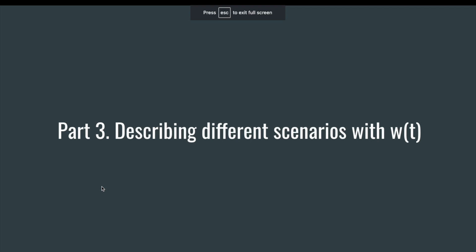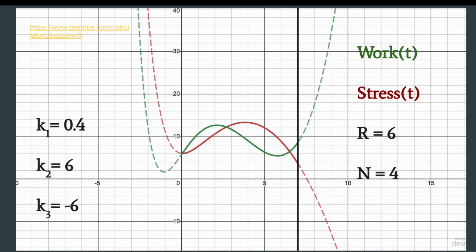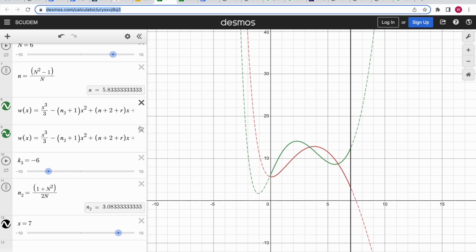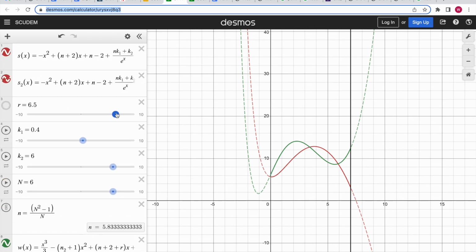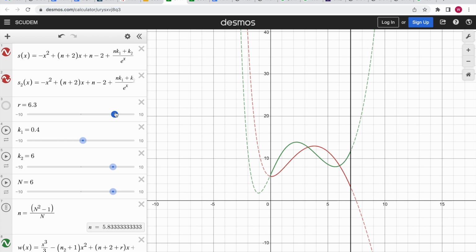I will continue to talk about part 3, describing different scenarios with our work equation with respect to time. So this is our final graph. The green line is the work equation, the red line is the stress equation, and we set the rest to 6, the number of new astronauts to 4, and K1, K2, and K3 are just our constants. And so I'll take you guys to this page.